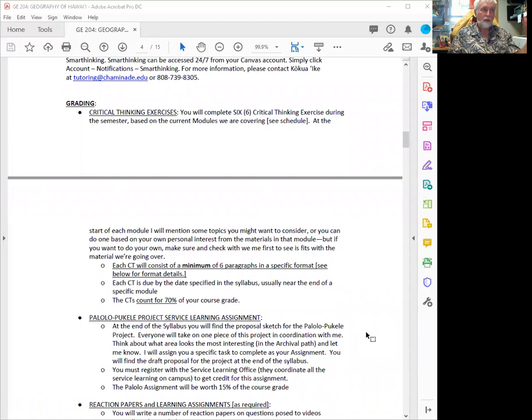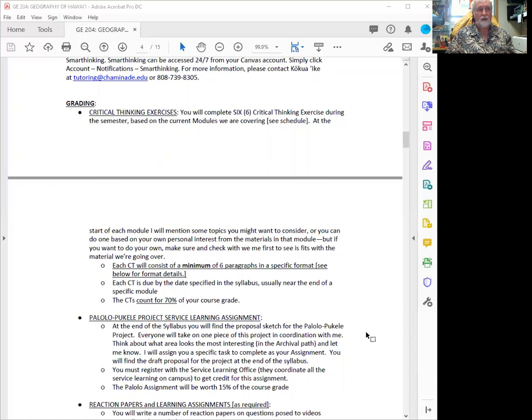I have a template here in the syllabus that says what I'm looking for in the critical thinking exercise, but I'm not going to tell you what to write about. That's your choice. That's your kuleana in the material that I'm giving you, which is to look at something in more depth than we're covering it in the class, and that becomes your critical thinking exercise.